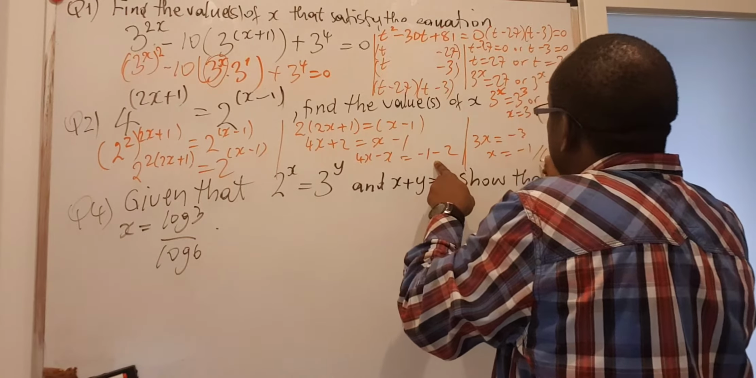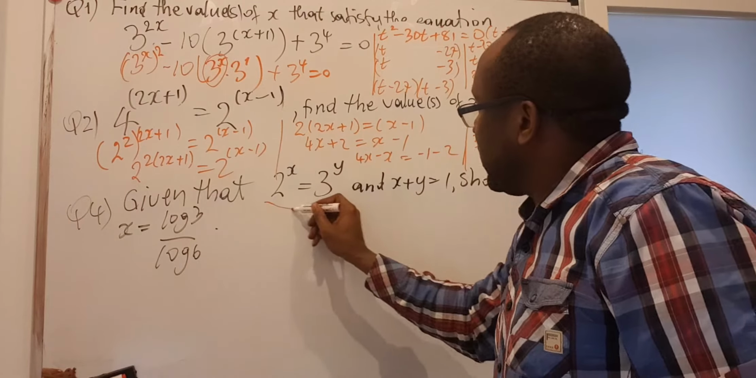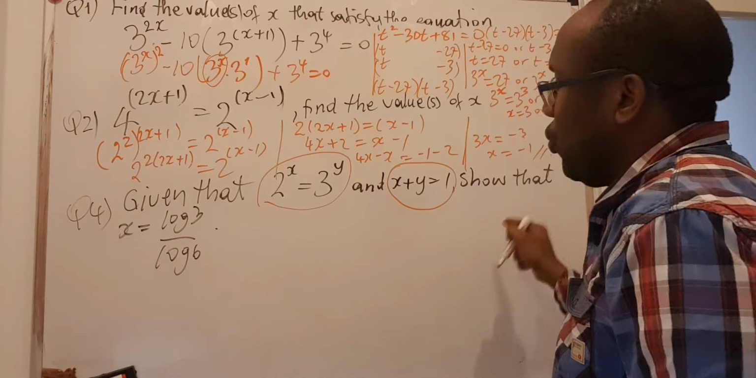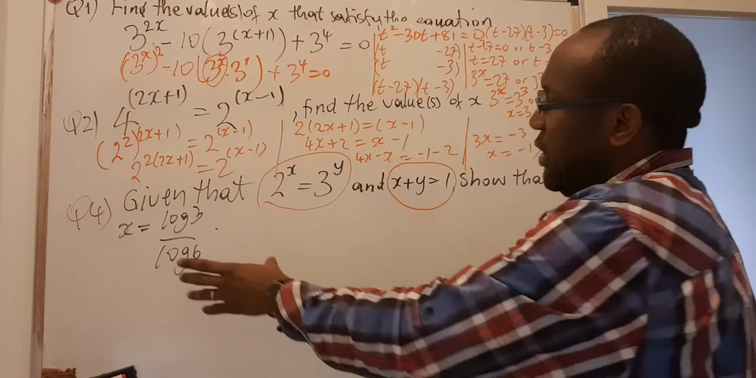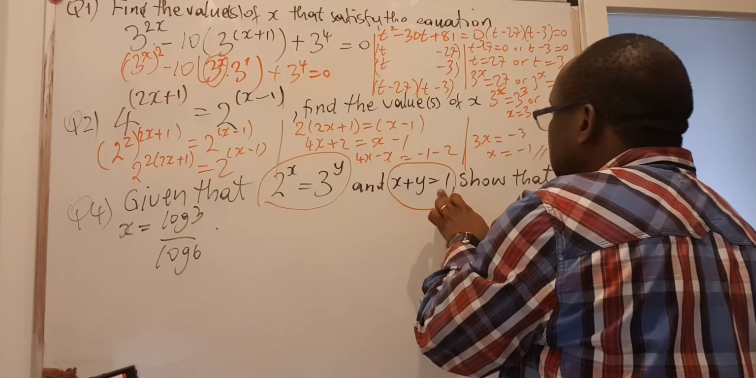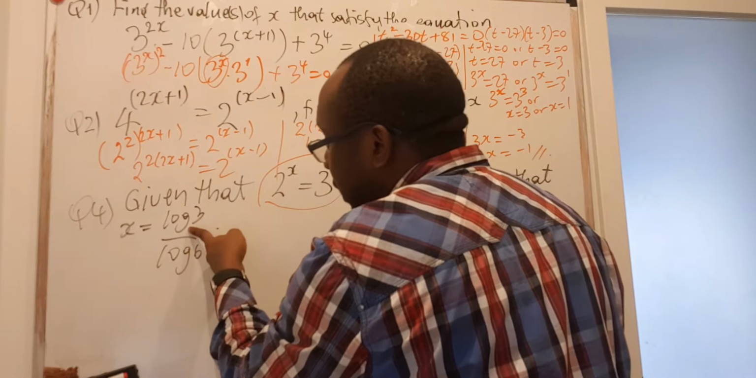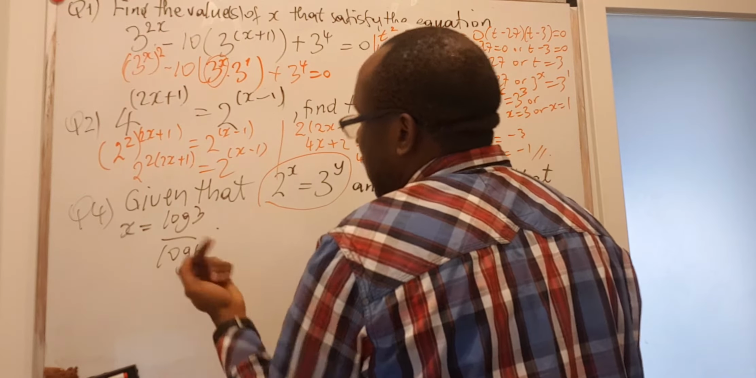We go to the last question here. Given that 2 to the power x is equal to 3 to the power y, and that x plus y is equal to 1, show that x is equal to the log of 3, of course, to the base 10. We normally don't write it. And log of 6 to the base 10.